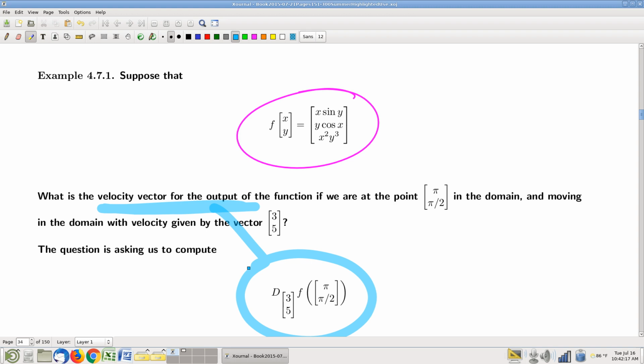Directional derivative. Now we're given a base point. We're at the point pi comma pi over 2. We're moving with a certain velocity, 3 comma 5. And so, you look at this question as stated. You could totally take this as a directional derivative question, a section 4.3, plug and chug question. Now let me point out, I'll come back to that.